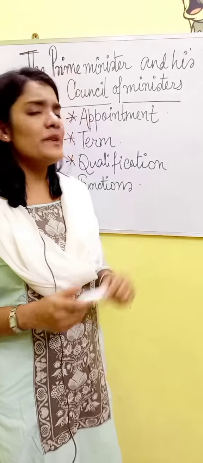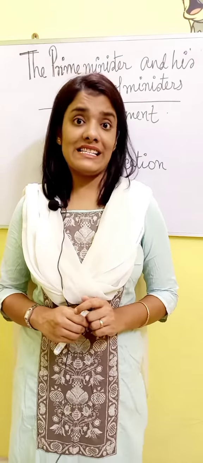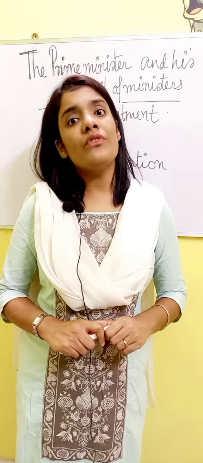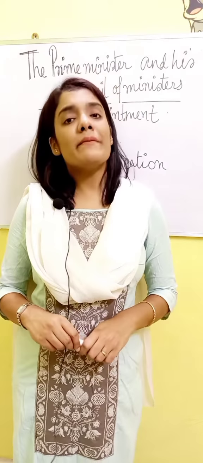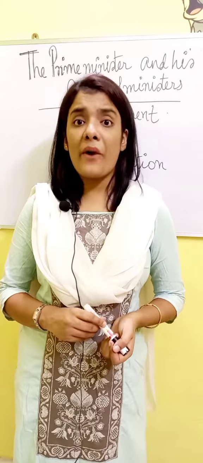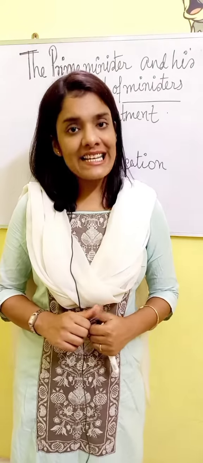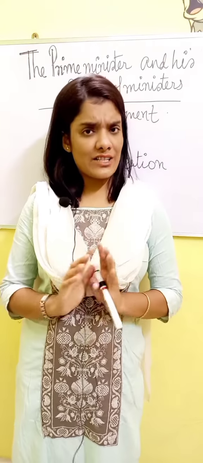Now what about the appointment of the Council of Ministers? See children, all the appointments of the Council of Ministers are done by the President in consultation with the advice of the Prime Minister. The Prime Minister advises the President and according to his advice, the President appoints the Council of Ministers. Now there are three divisions in the Council of Ministers. First is the Cabinet Minister, second is the Minister of State, and third is the Deputy Minister.